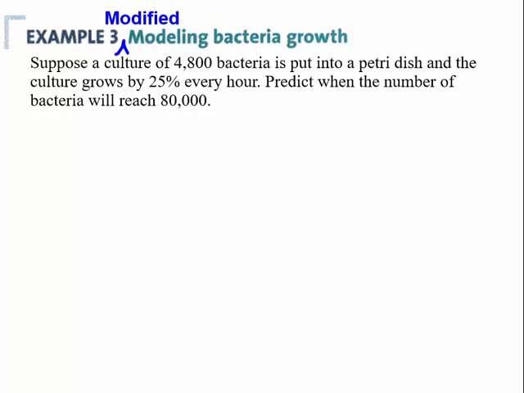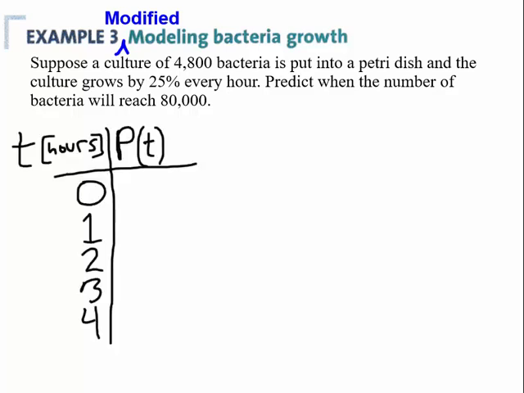Now here's a modification of that same example, and if I once again make a table of values, 4,800 is my initial value when t equals 0. And I guess before I plow forward, I should highlight what's different in this modification. First of all, we're starting with 4,800 bacteria, and instead of doubling every hour, I have it now growing by 25% every hour. So let's give a little thought as to what number should appear next in this output column.